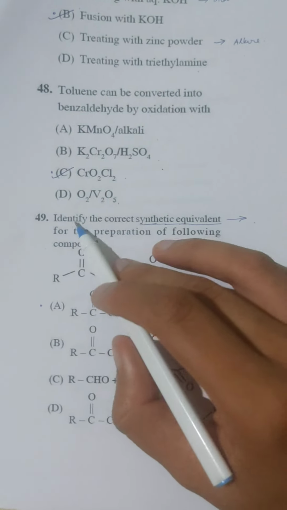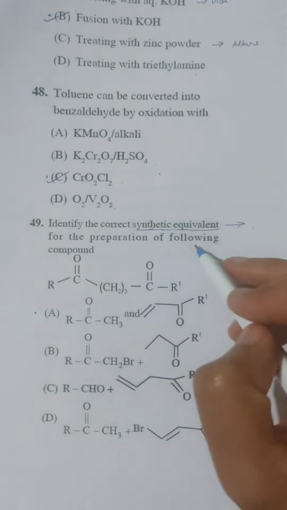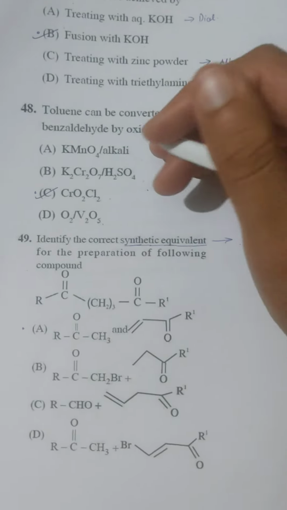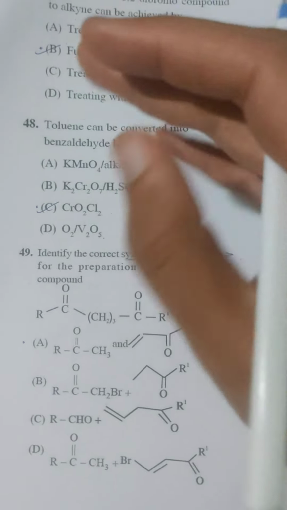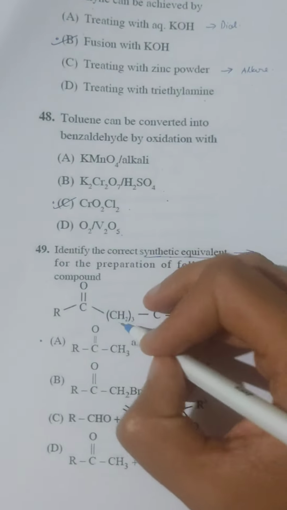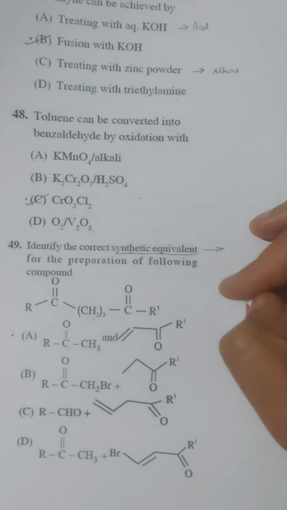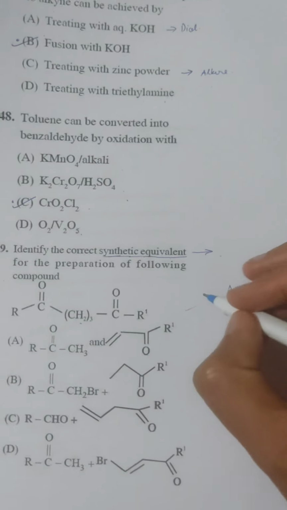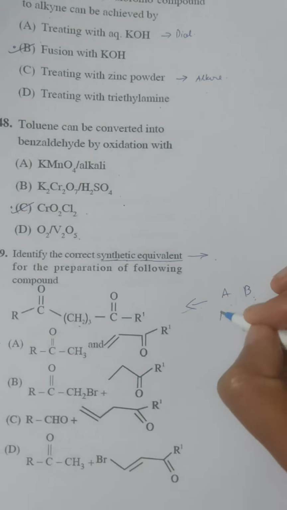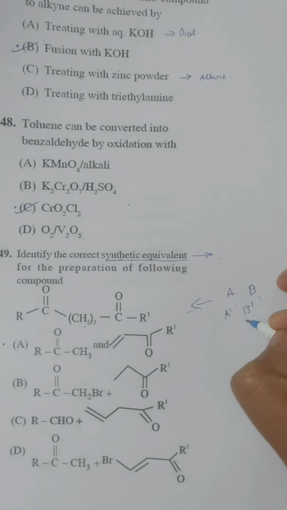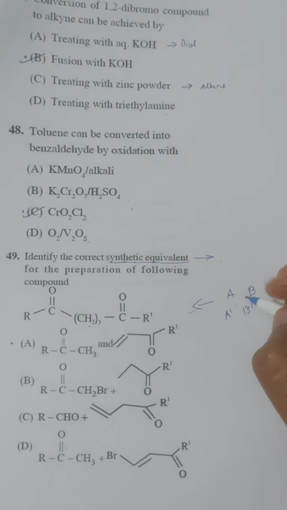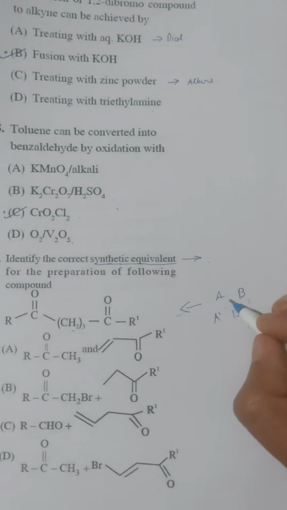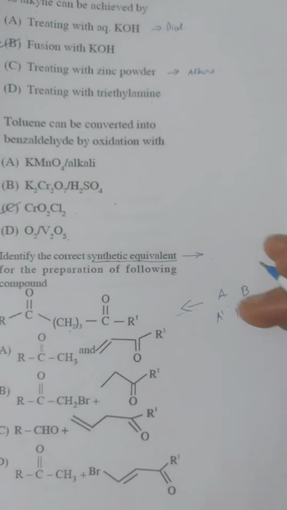Now this question: identify the correct synthetic equivalent for the preparation of the following compound. This is the compound given. Here synthetic equivalent refers to a structural resemblance of a compound which actually gives the product. Suppose let's consider A and B, if these two are the reactants which give this particular product, then A dash and B dash are synthetic equivalents. When you are given the product, we don't expect to start by knowing that A may be the possible one or B may be the possible compound.